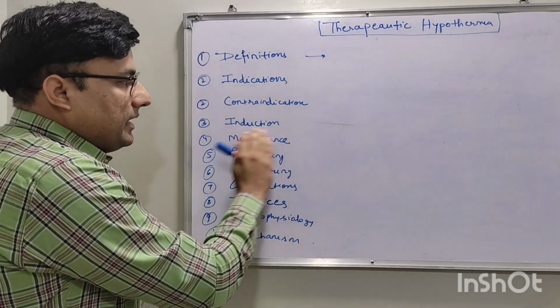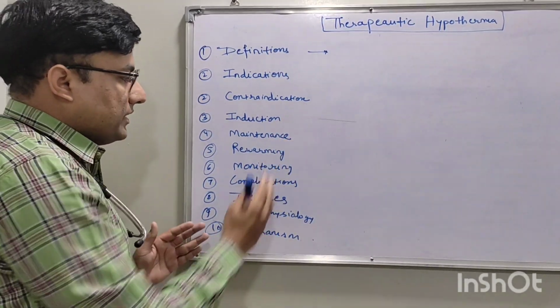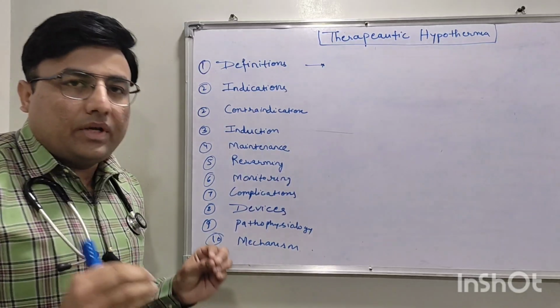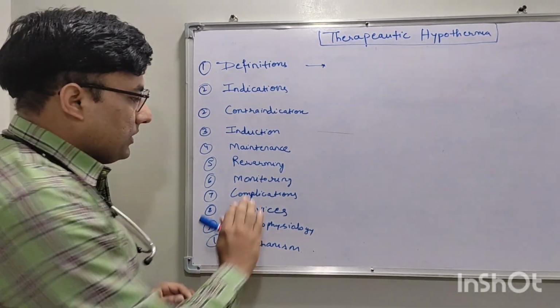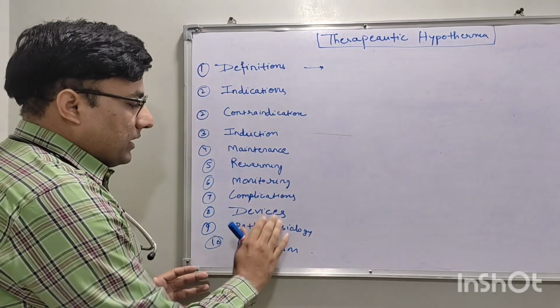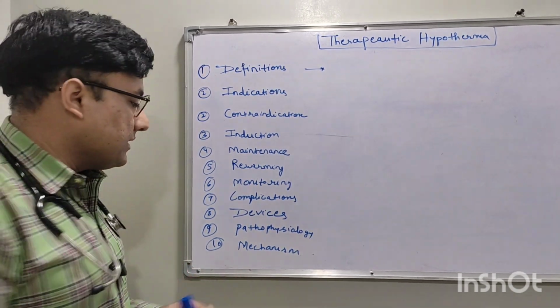Three phases are there: induction phase, maintenance phase, and rewarming phase. So how to do these phases? What are the things we have to do? Then what are the things we have to monitor during therapeutic hypothermia? What are the complications of therapeutic hypothermia? What are the different devices available for therapeutic hypothermia and how they function?